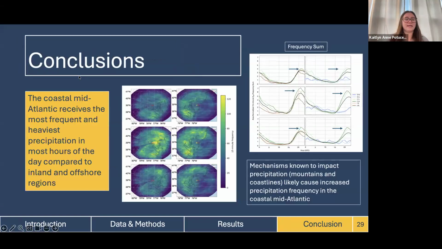So from this, we can determine that the coastal mid-Atlantic receives the most frequent and heaviest precipitation in most hours of the day compared to our inland and our offshore regions, kind of a callback to our spatial plots here and our hourly frequency plots as well. Due to the timing of this maximum rainfall frequency as well as the spatial distribution of it, this tells us that mechanisms known to impact precipitation generated by mountains and coastlines are likely causing this increased precipitation frequency in the coastal mid-Atlantic and Baltimore region.